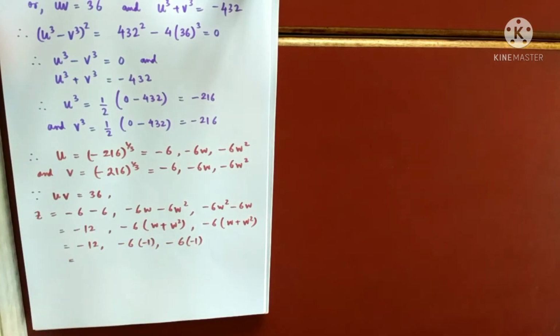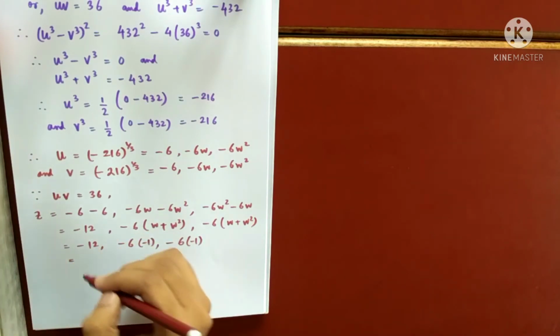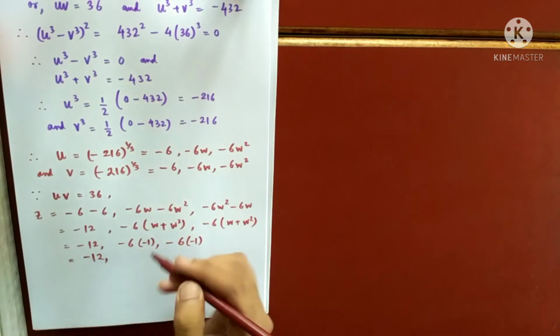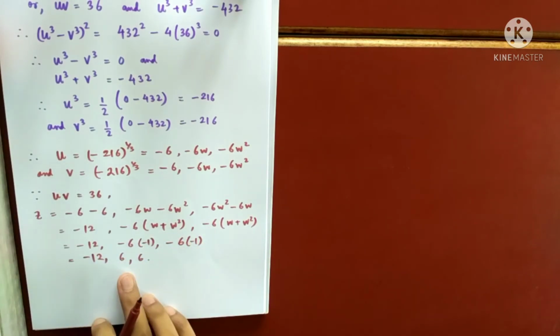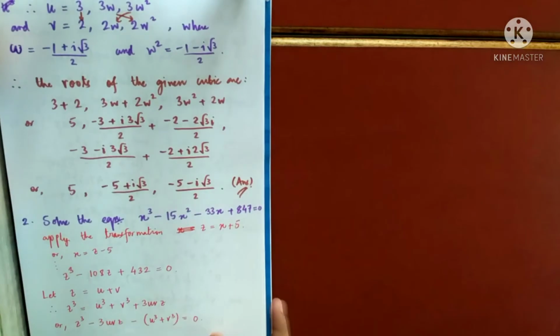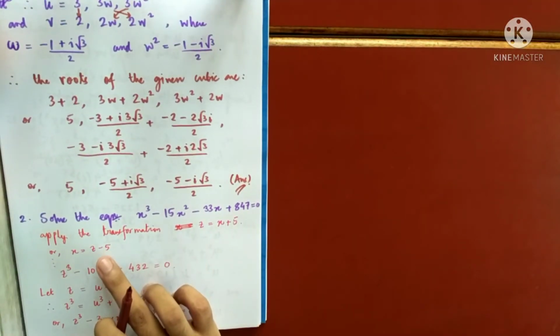But eventually what will I get is this. So all the roots are real this time. 6 and then 6. So these are the solutions to z. Keep that in mind. Our task was to find a solution to x. So if I go back, what was x? X was z minus 5.